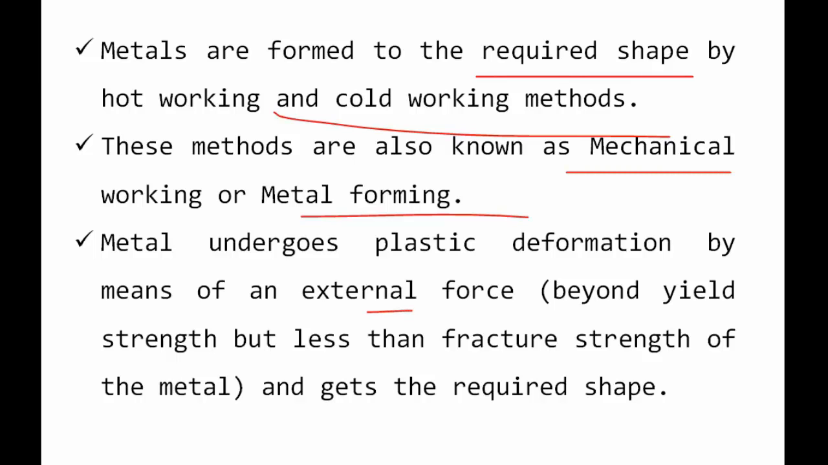That external force helps the metal go beyond its yield strength, but stays less than its fracture strength. Finally, we get the required shape and dimension. So metal forming differs from machining. In the metal forming process, the metal is not removed from the base or bulk metal. This is unique compared to some other manufacturing processes.